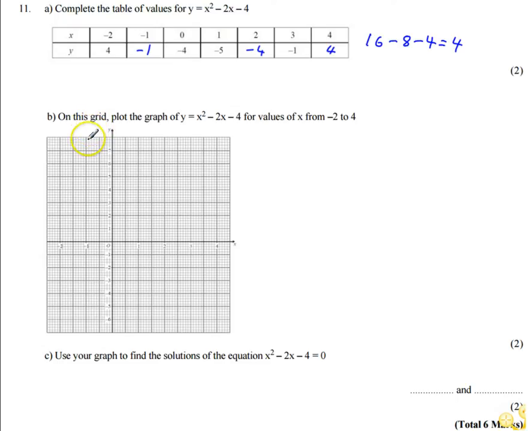Okay, so now on this grid we're going to plot this graph. So remember, this is my x coordinate and this is my y coordinate in each case. So we've got -2, 4, which is going to be that point there, -1, -1, 0, -4. So this is the one that we want to be careful on. This is the one that most people make a mistake on. So it's 0 across and then 4 down.